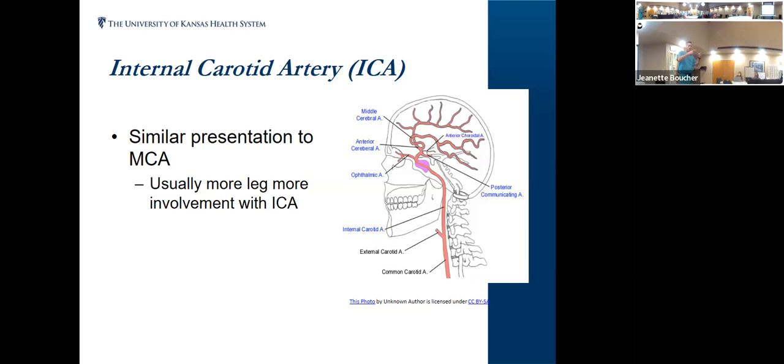Now you have some redundancy there because you have what we call the circle of Willis, where if one side gets blocked, sometimes it can kind of come around to the other side. But in those very sudden instances, your body's probably not going to be able to compensate quite enough, so you will have those large stroke symptoms.